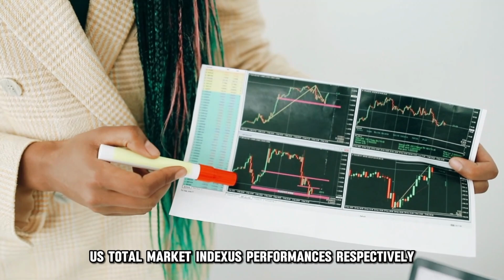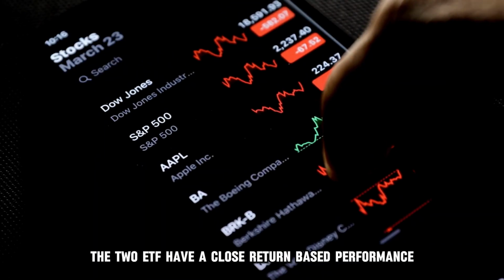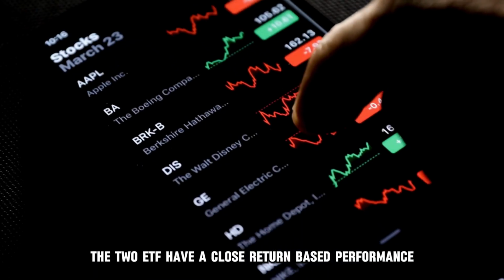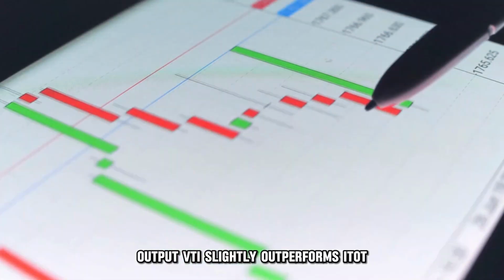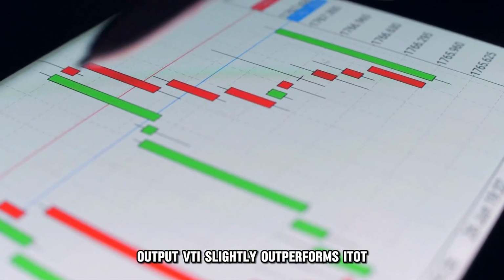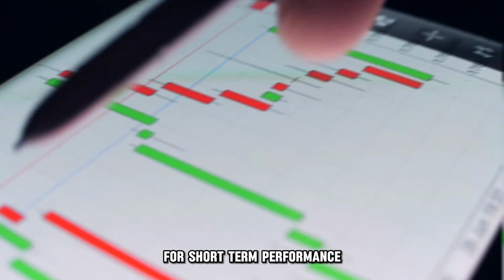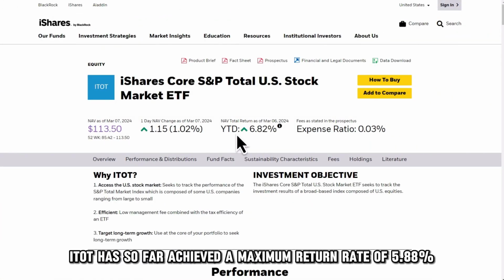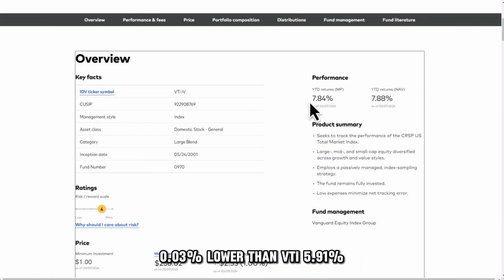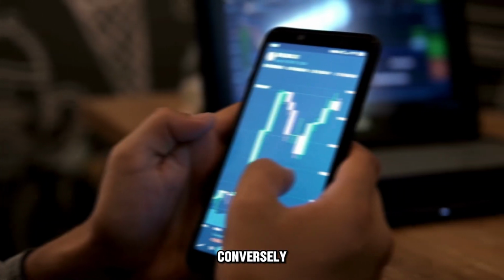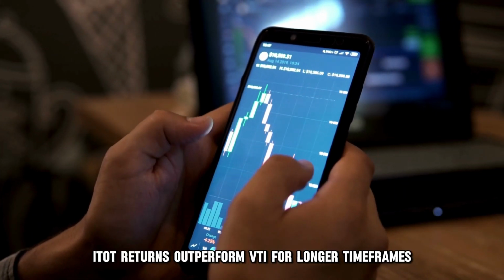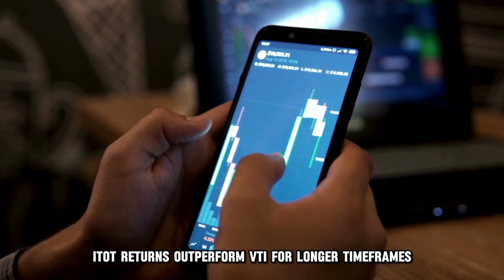performances respectively. Performance: although the two ETFs have a close return-based performance output, VTI slightly outperforms ITOT for short-term performance. ITOT has so far achieved a maximum return rate of 5.88%, 0.03% lower than VTI's 5.91%. Conversely, ITOT returns outperform VTI's for longer time frames.